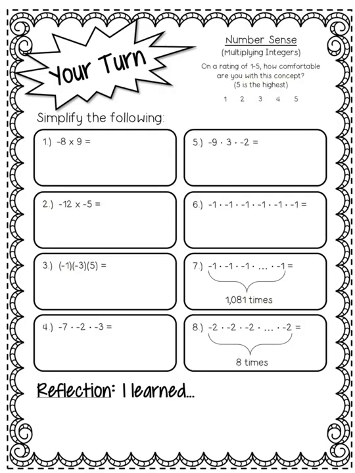Now let's take a look at the Your Turn page. This is your chance to do some practice problems. Let's take a look at number 7. Okay, number 7 has -1 being multiplied 1,081 times. Since that is an odd number, my answer is going to be negative, and it should be -1. Now, please fill out the remainder of the page yourself.